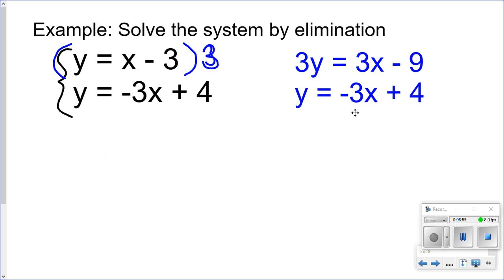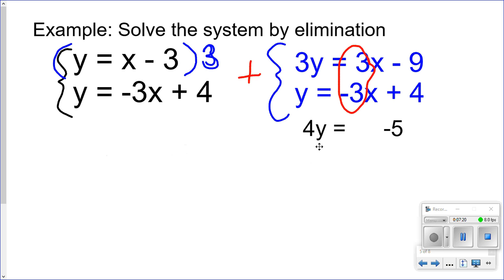Now my x's have the opposite coefficients. I have a +3 and a -3. When I add these together, it'll give me 0. So that's what I'm going to go ahead and do. I'm going to add, and then the x's will cancel out, and I'll be left with y. So 3y plus 1y gives me 4y. -9 plus 4 gives me -5. So now I can go ahead and just get y by itself. I divide everything by 4. I get y equals -5/4. Not a pretty number, but I can work with it.